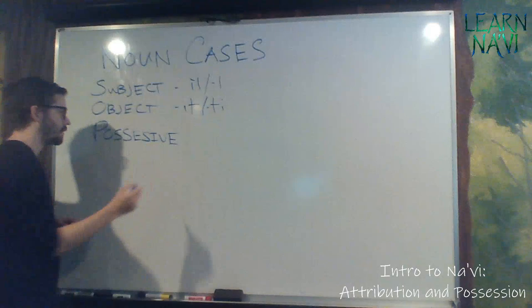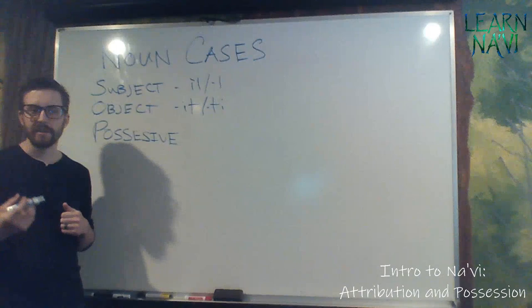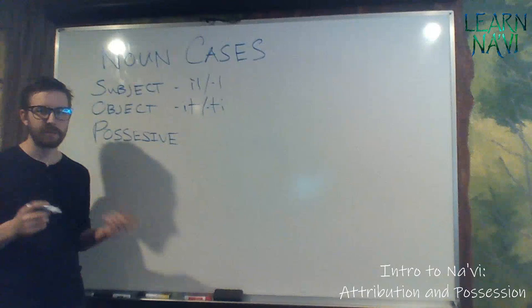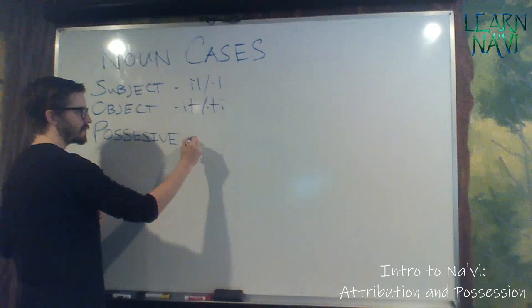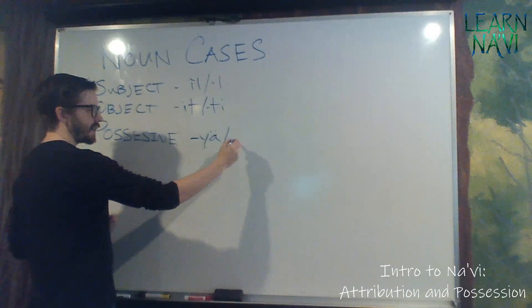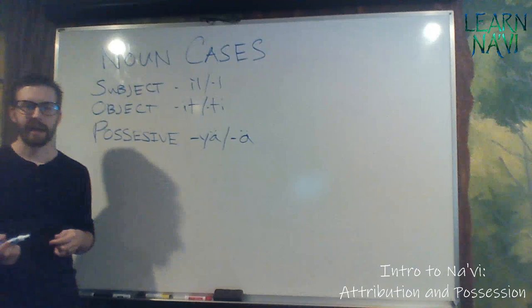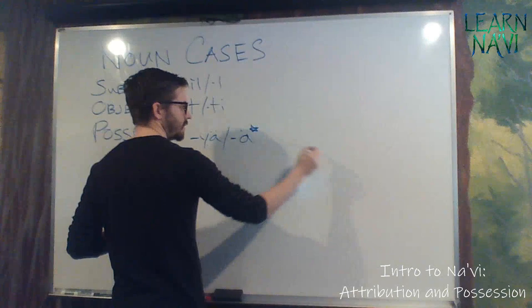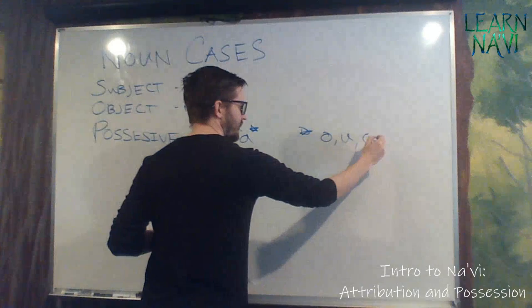So, the possessive noun case, a possessive noun, it takes a case ending just like our subject and our object do. The two case endings for our possessive case, if you are ending a word in a vowel, you're going to have ya. And if you are ending a word in a consonant, o or u, you're going to have a. So, exceptions to this, this one right here are O, U, and consonants.